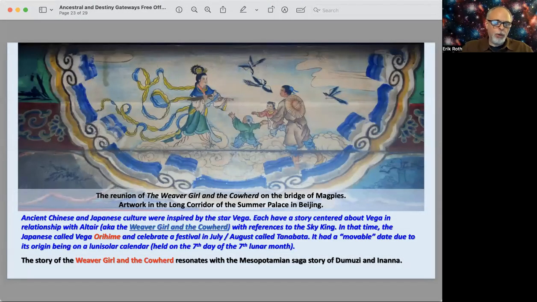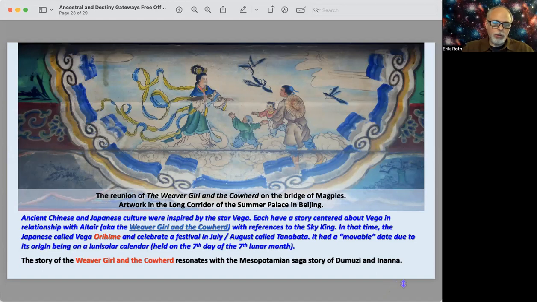And then one of the stories we'll talk about too about Vega and this gateway of the divine destiny is the Weaver Girl and the Cowherd. This comes from ancient Japanese and Chinese culture, where the story was centered about Vega and the stars around her, with references to the actual Sky King. In Japan, they called Vega Orihime and celebrated a festival in July, August called Tanabata. It had a movable date due to its origin on a lunisolar calendar, meaning the sun and the moon, so it was typically held on the 7th day of the 7th lunar month.